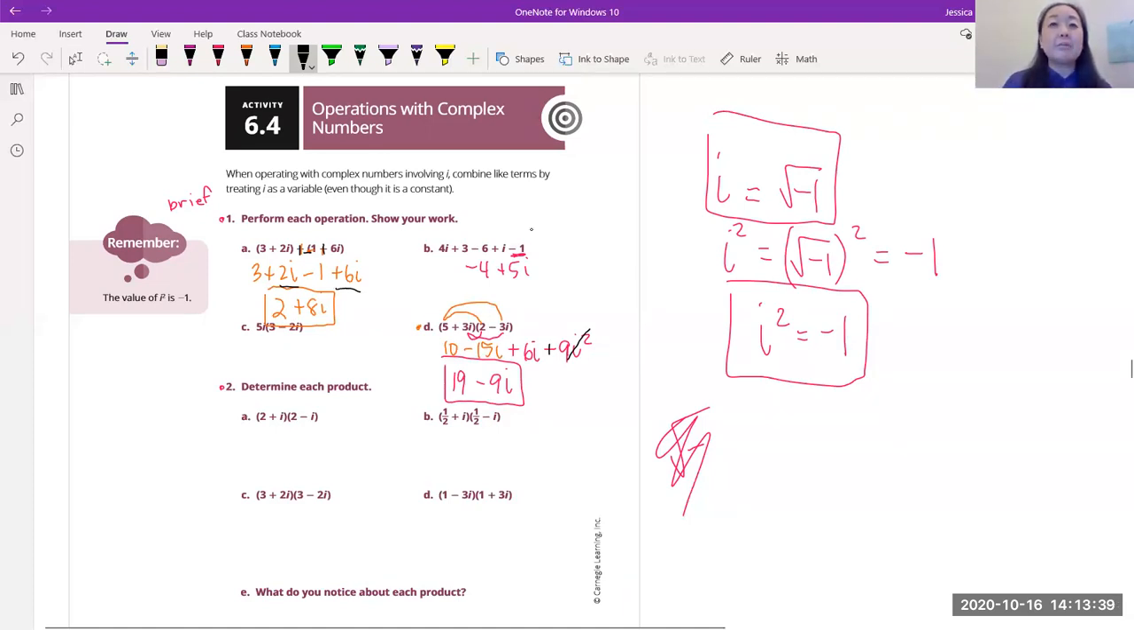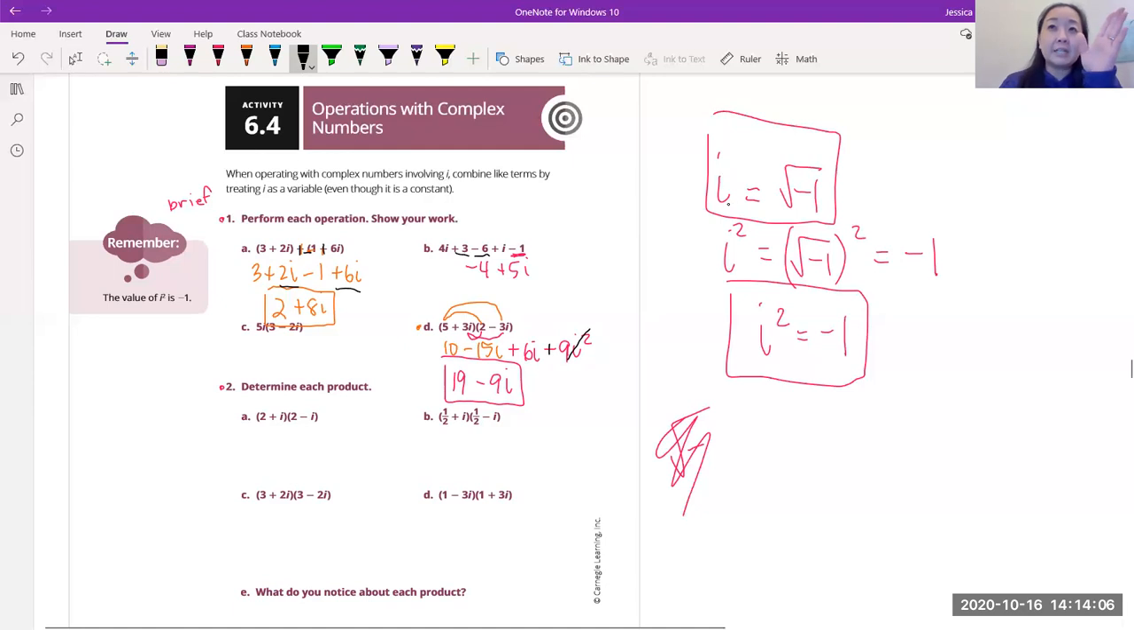All right. And you would just do the same thing here, right? I would look at all my real numbers. So this is 3 minus 6, which is negative 3, minus 1, which is negative 4, right? That's how we got the negative 4. Then we're going to do our imaginary parts. So 4i plus i is 5i, okay? And don't say 5 eyes. It's just 5i.